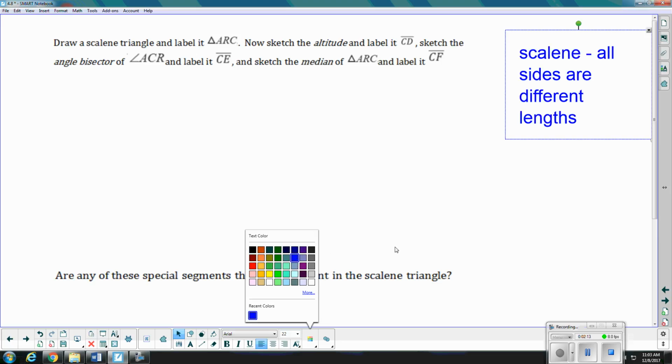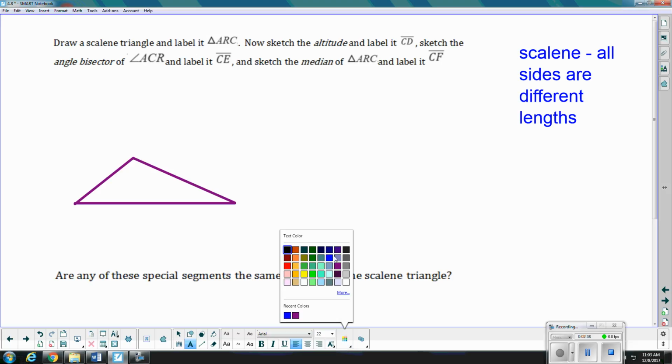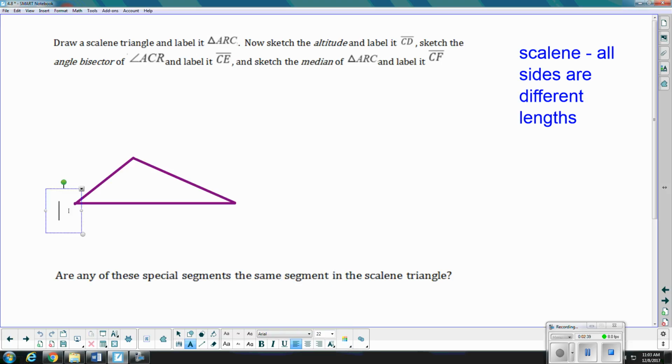I'll do one up here so you can see. So if you look at my triangle, all of those sides have different measures. And I'm going to label it A, R, C. All right, now it just says to sketch in the altitude, the angle bisector, and the median.